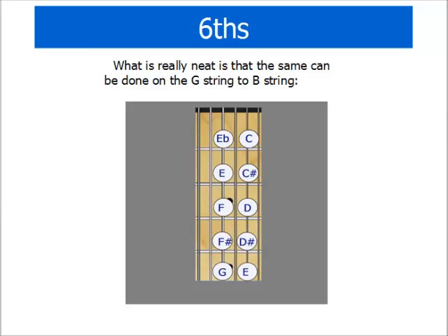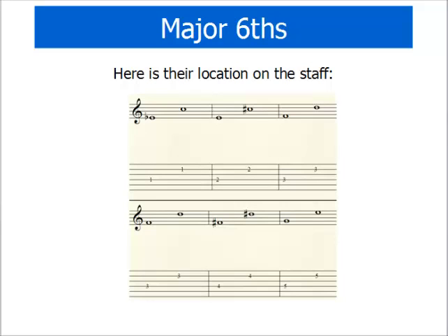It can also be done on the G and B string. There's E flat C, E, C sharp, F, D, F sharp, D sharp, G, E. Let's see how they look on the staff. E flat, C, E, C sharp, F, D. Second line, repeating F, D, F sharp, D sharp, G, E.